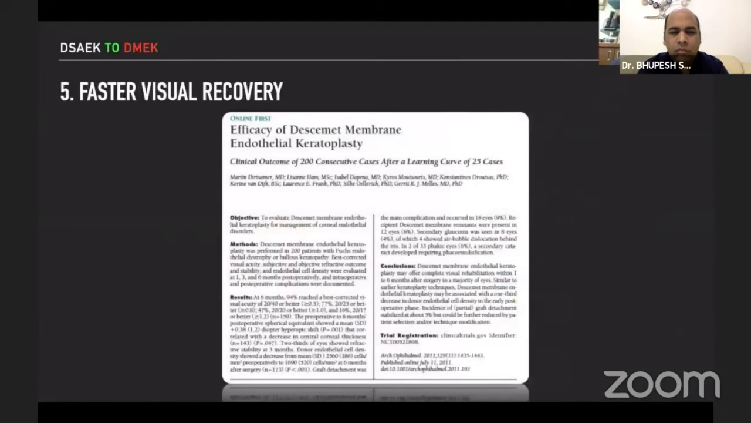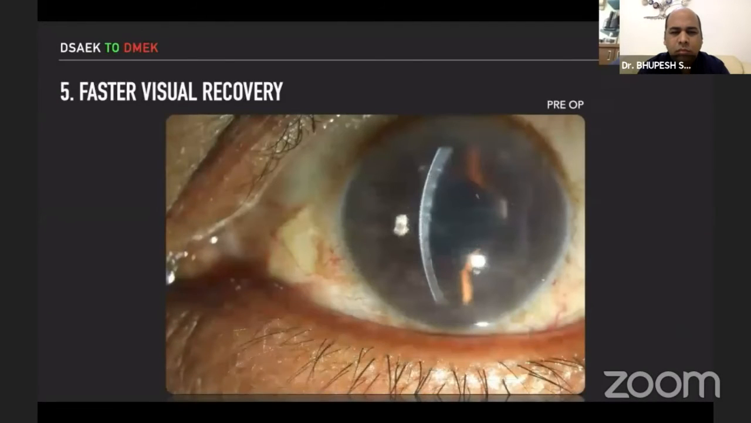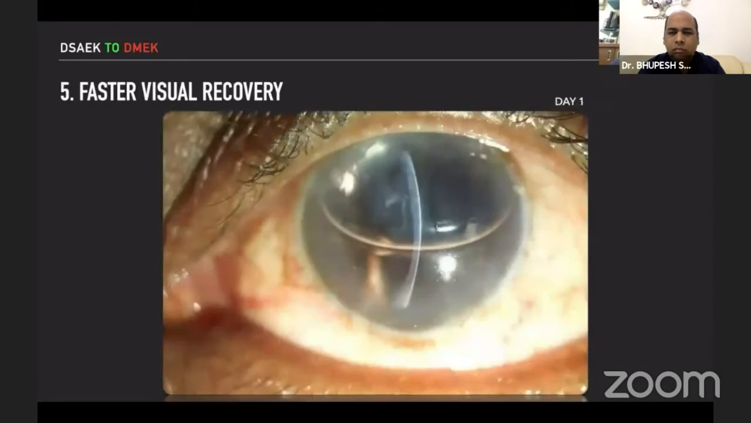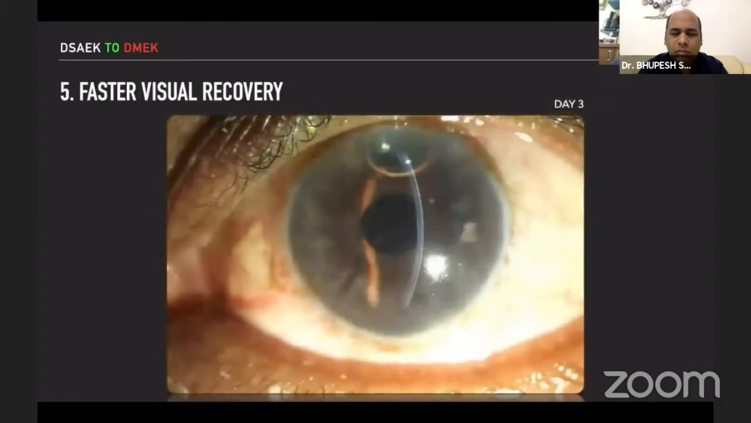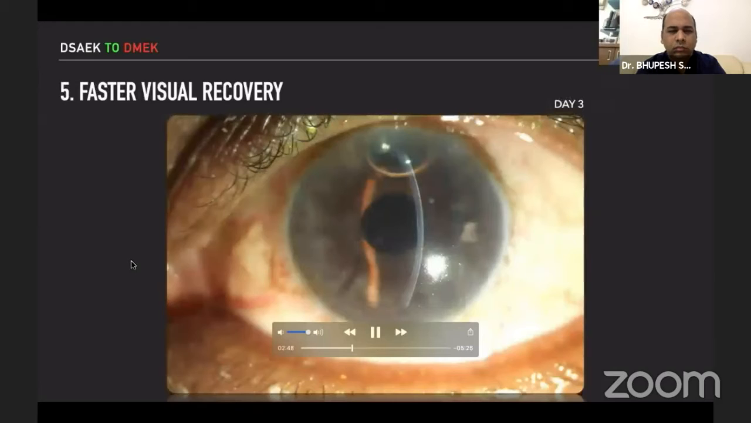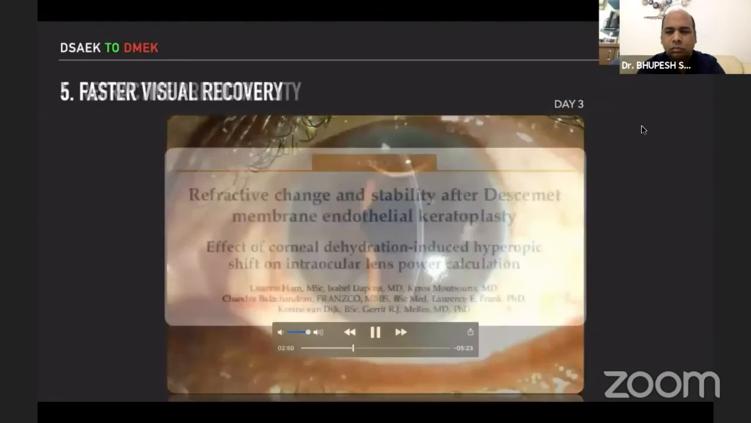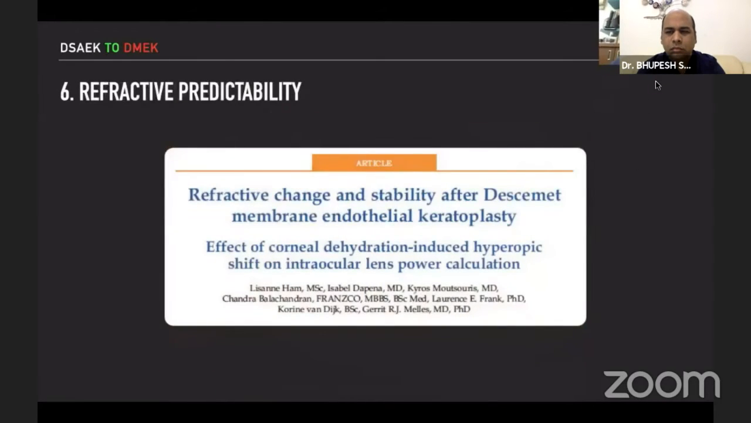DMEK patients also recover vision much faster, and you will see that compared to preoperative corneal edema, like you see in this patient of PBK, on day 1, you'll see a large amount of the corneal edema already has come down, and by day 3, most corneas will already be clear, and you'll have excellent visual recovery in these patients as well. The last one is refractive predictability.